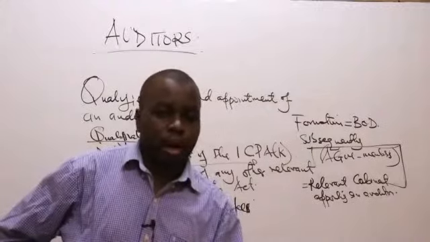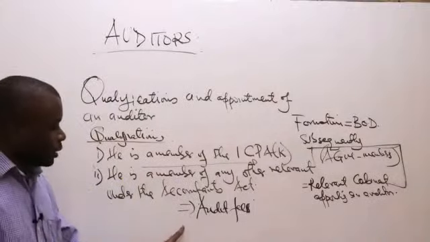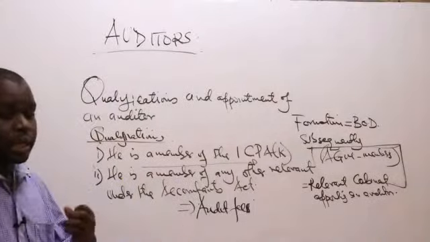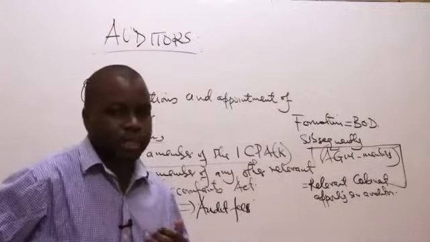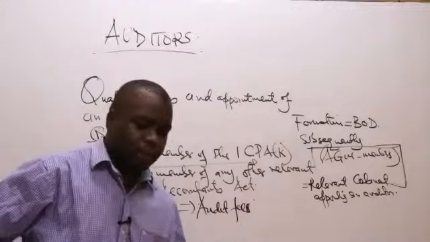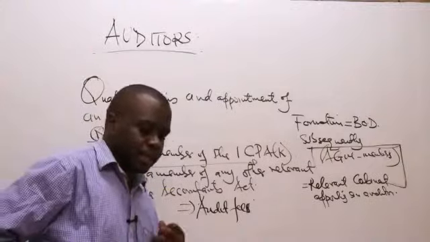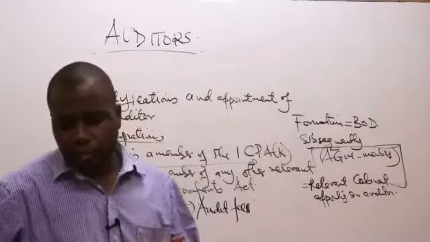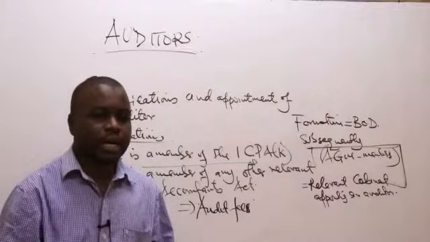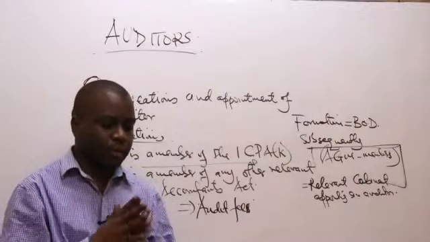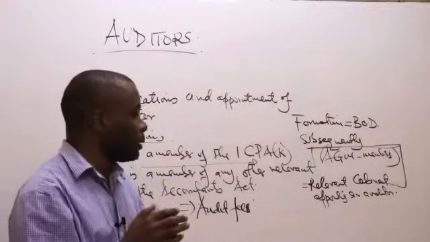So you can talk about audit fees. He can be paid audit fees. Number 2, you can talk about reimbursement of expenses incurred while carrying out his work as an auditor of the company. So that could be a way through which this particular auditor can be remunerated. The remuneration could come in those ways: audit fees or maybe reimbursement of expenses.